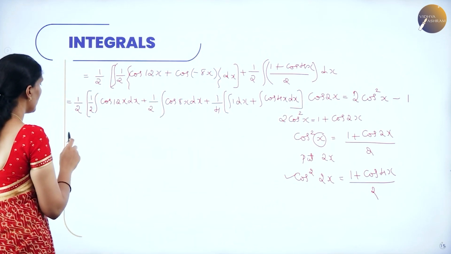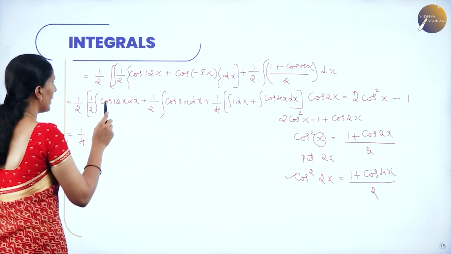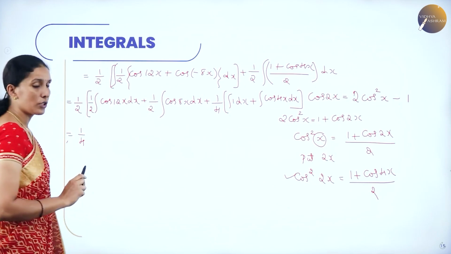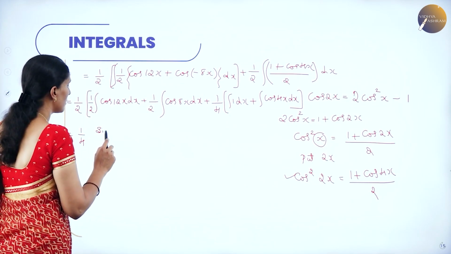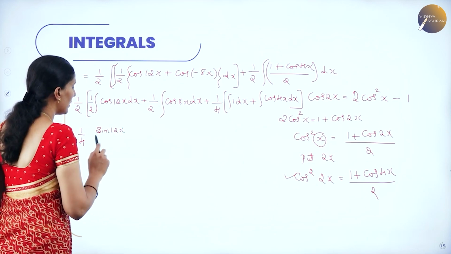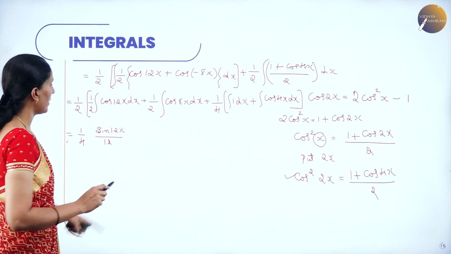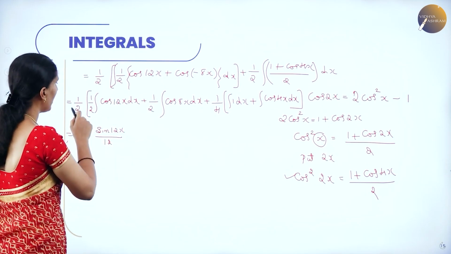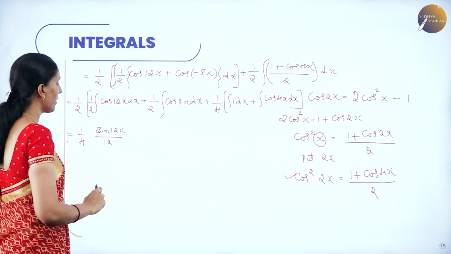So now let's take here. 1 by 2 becomes 1 by 4. Integral of cos 12x is sin 12x. So therefore sin 12x divided by 12 we can take, because it should be in the form of 1 by a. Next again multiply 1 by 2 into 1 by 2 becomes, here also it is 1 by 4.